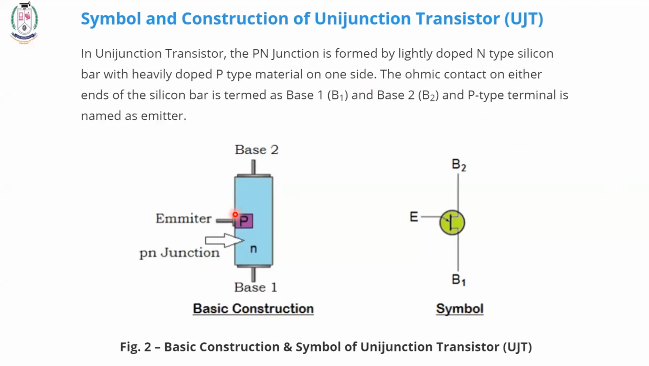And you all know this N-type silicon is heavily doped with P-type material on one side. There I am connecting my emitter terminal, and two terminals, base 1 and base 2, are connected. And this is my symbol. Are you clear? And this is my basic construction. I told you yesterday itself, you have seven devices now. You have to remember seven workings, seven constructions, seven VI characteristics, seven symbols. All this you have to remember. So you have to remember it is an emitter, base 1 and base 2.